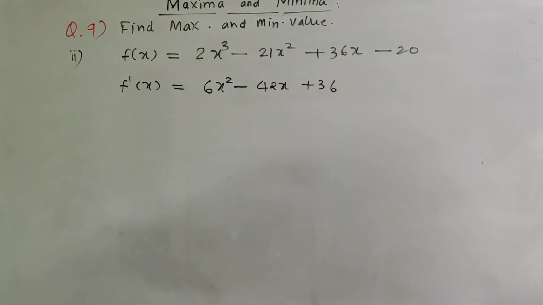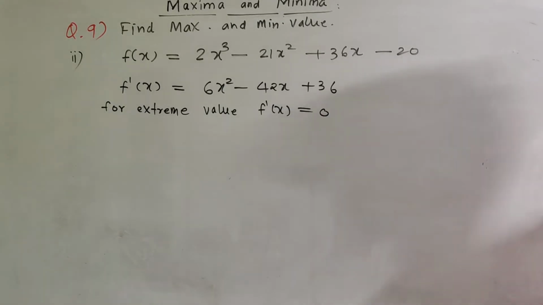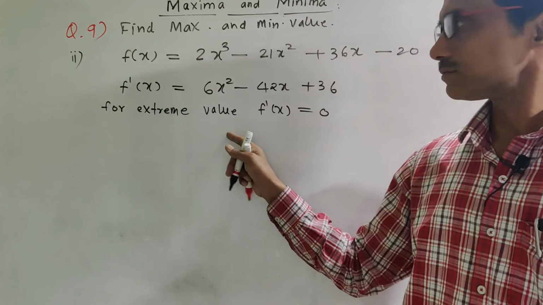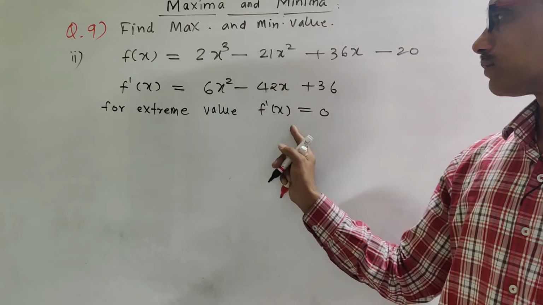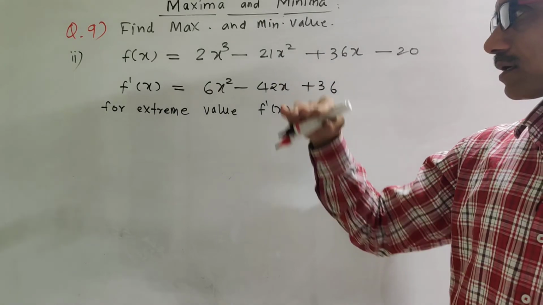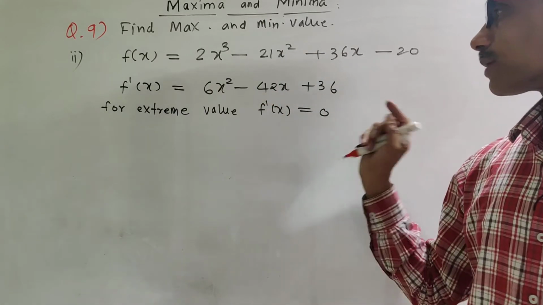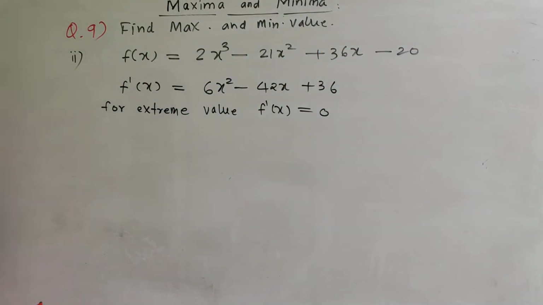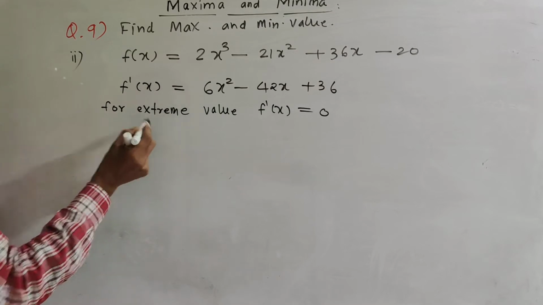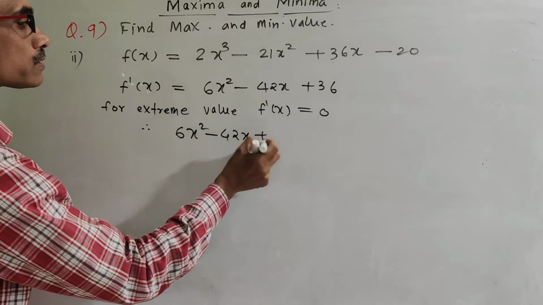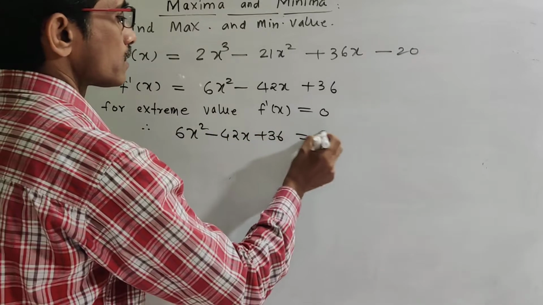Now for extreme value, see where we will get the extremum of the function. फंक्शन जहाँ पे मैक्सिमम है या मिनिमम है, so that is said to be extreme value. So for extreme value, the first order derivative becomes 0. That is, the tangent becomes parallel to the x-axis and its slope will be 0. That is f dash of x is equal to 0 for extreme, that is either for maxima or for minima. So therefore we find the stationary point: 6x square minus 42x plus 36 is equal to 0.